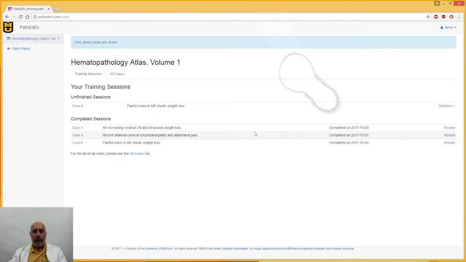Hi, I'm Dr. Richard Hammer, and I'm here demonstrating our new teaching tool called PathEdEx. Our first volume is a hematopathology atlas. I'm going to walk you through some demo cases here.